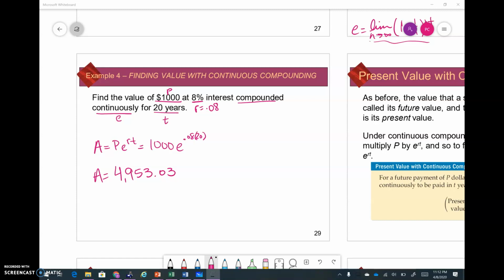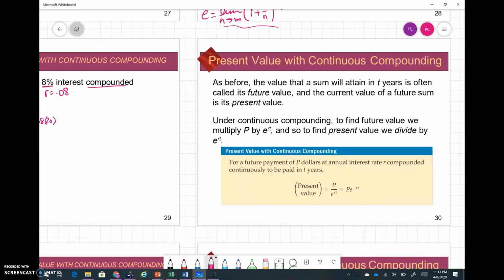Well, just like before with our other compounding formula, if you can find the future value, you could also find what we called that present value. And it's the exact same concept. We're going to take whatever amount of money we want to get in so many years and divide by that e to the RT.